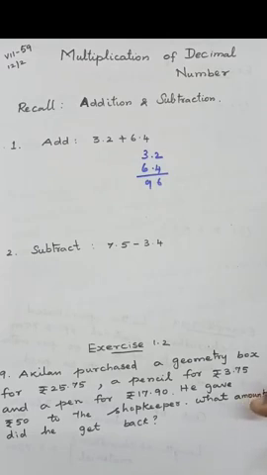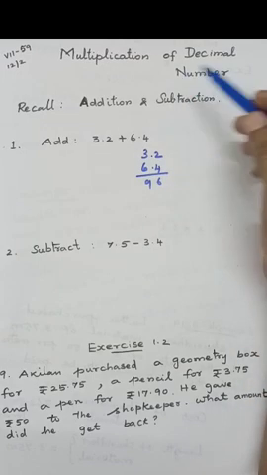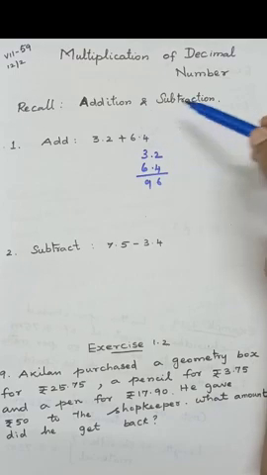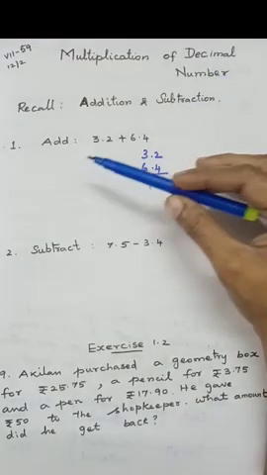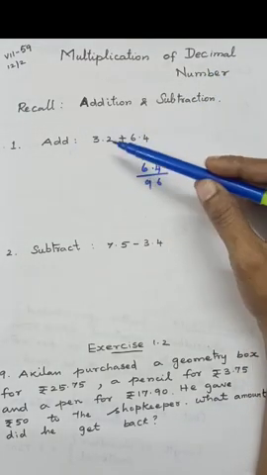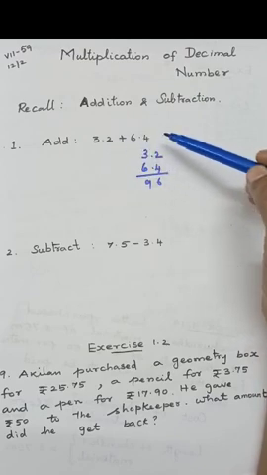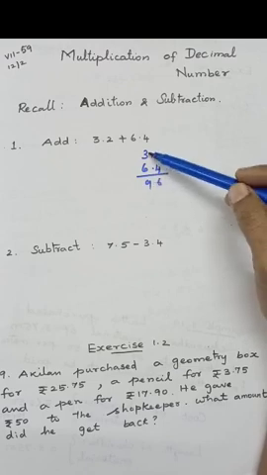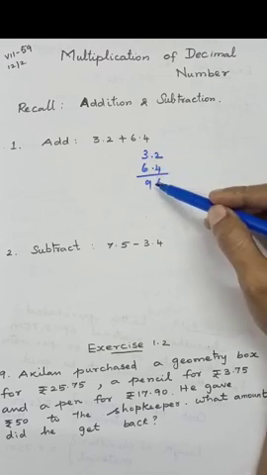Today we are going to see the multiplication of decimal numbers. In the last class we have seen addition and subtraction. We shall recall that. Add 3.2 plus 6.4. You have to add both. 2 plus 4, 6. Then 3 plus 6, 9.